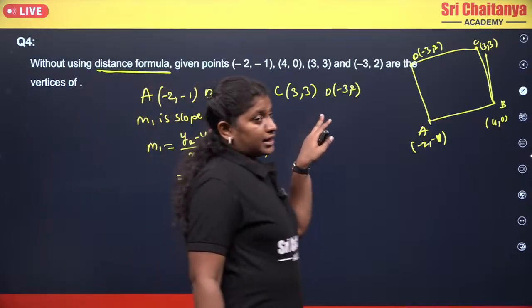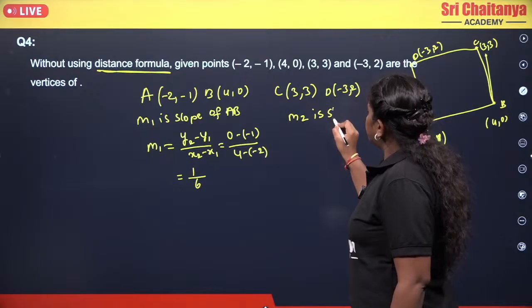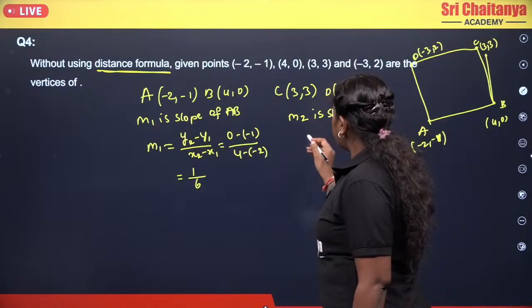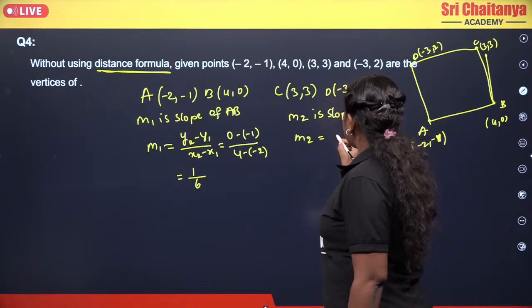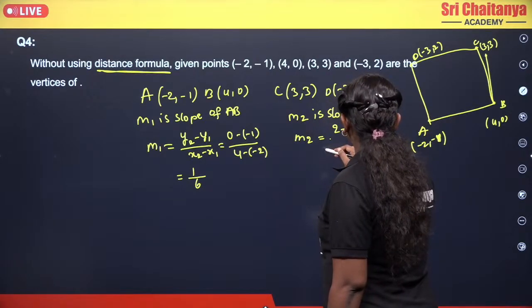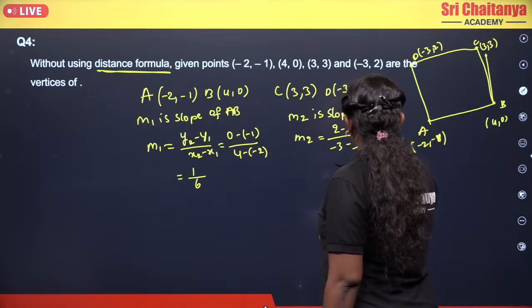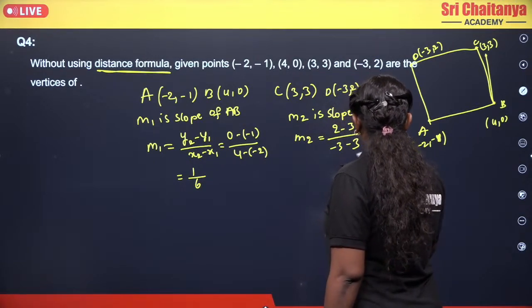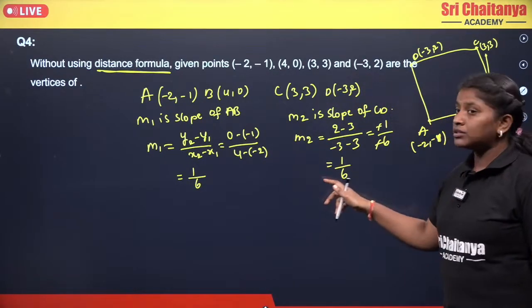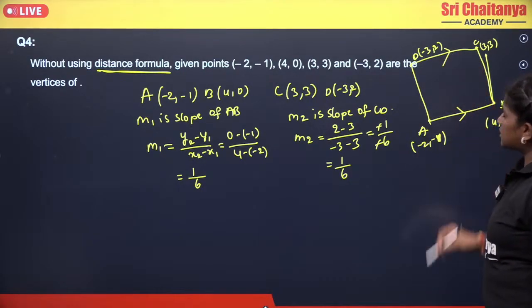Now we will take CD, so take M2 as the slope of CD. Coming to here, M2 equals, same if you apply, 2 minus 3 by minus 3 minus 3, that becomes minus 1 by minus 6. Minus minus will get cancelled and we got 1 by 6. So from M1 and M2, we got the slopes are equal. It means we can say that our AB is parallel to CD.